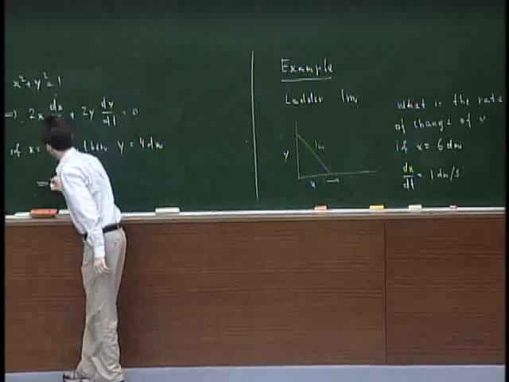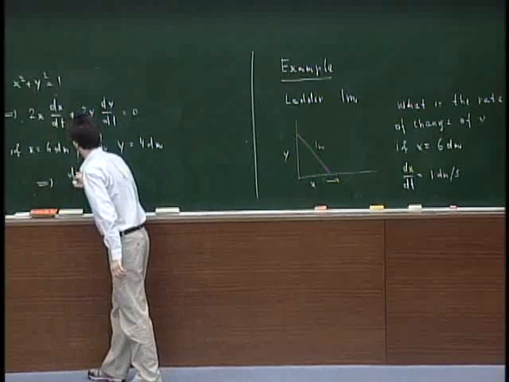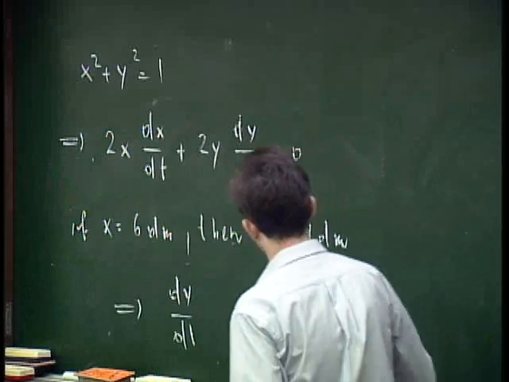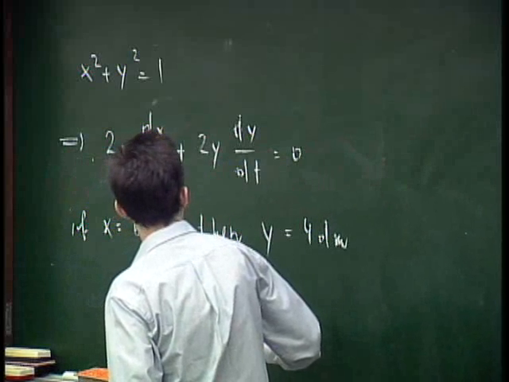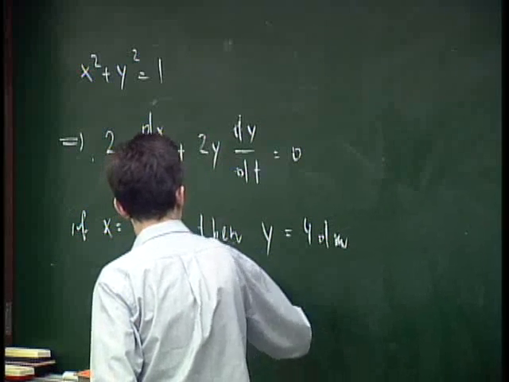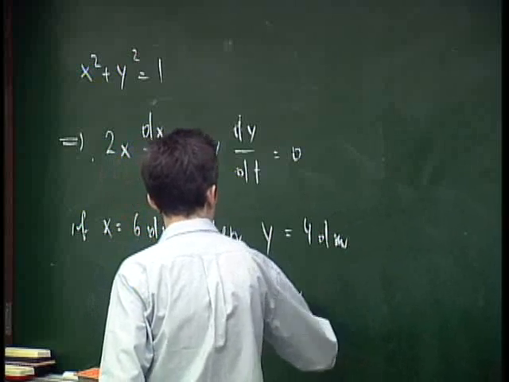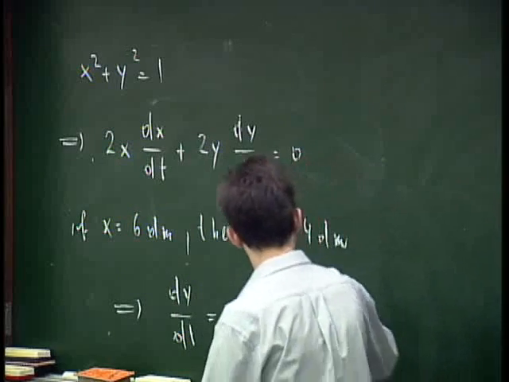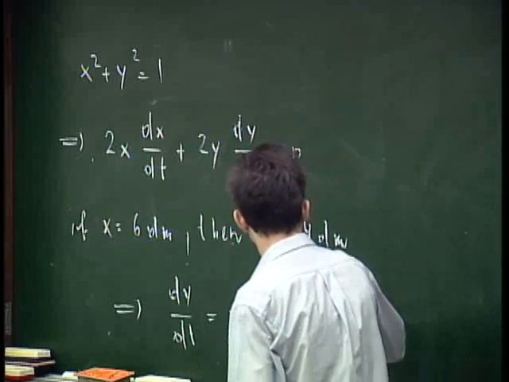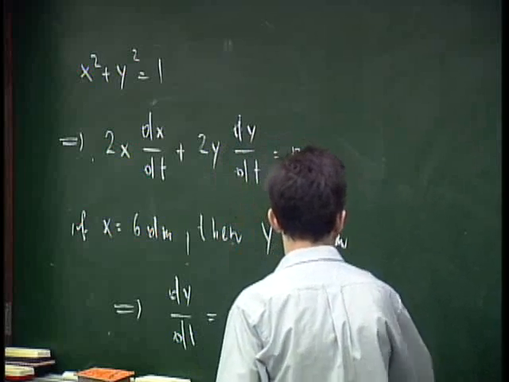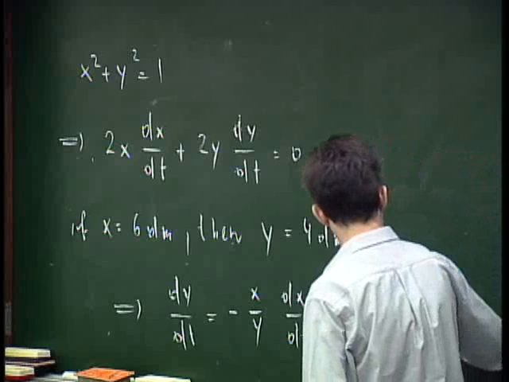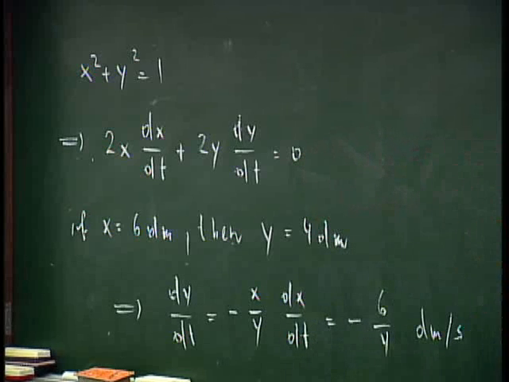So in order to find the rate of change of y with respect to t, we solve this equation for dy over dt. And what you get then is minus x over y times dx over dt. Now you plug everything in, so we have everything already in the correct units. So it's minus 6 over 4, and dx over dt is 1. So this is the rate of change of y here. Of course, it's negative because y is getting smaller as x is getting larger.